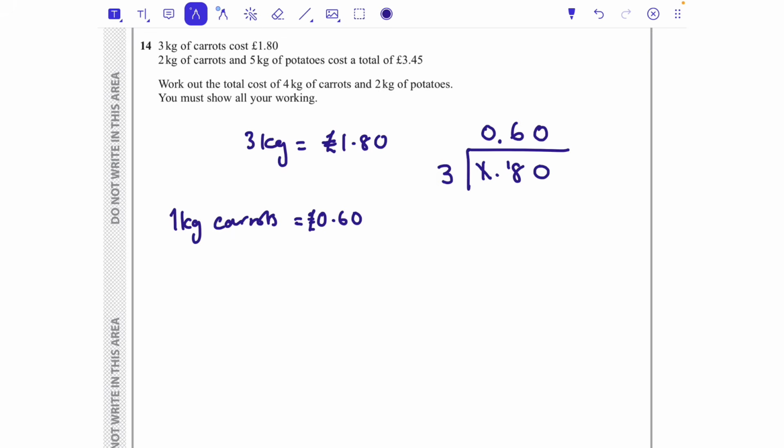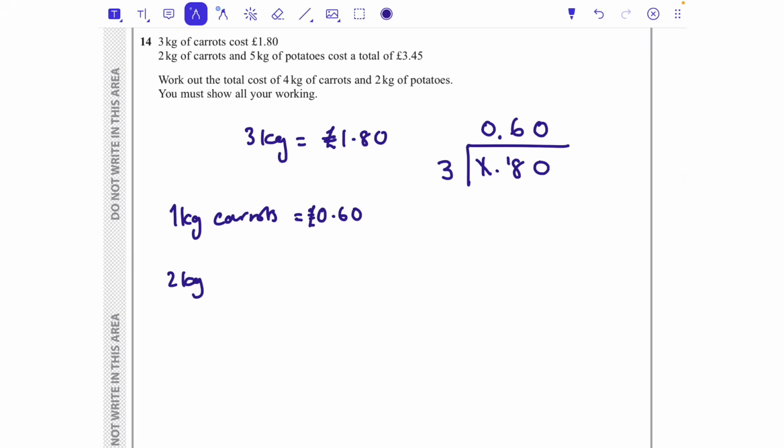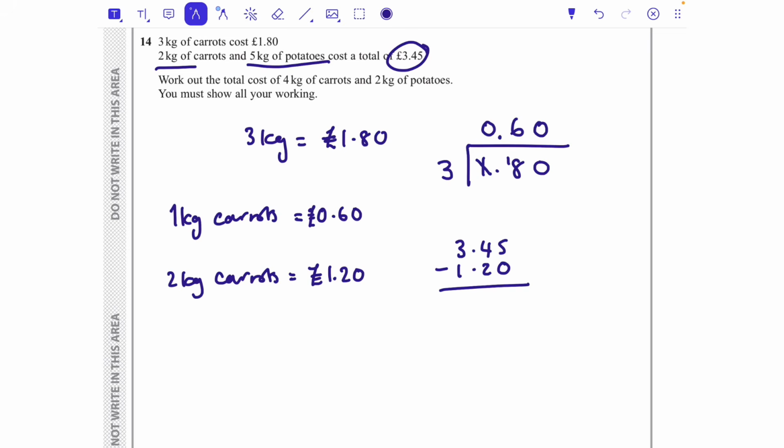Okay, then it says 2 kilograms of carrots and 5 kilograms of potatoes cost a total of £3.45. So 2 kilograms of carrots would be 60p and another 60p, so that would be £1.20. The 2 kilograms of carrots and the 5 kilograms of potatoes cost £3.45. So I'm now going to do £3.45, take away the £1.20 for the carrots. 5 take 0 is 5, 4 take 2 is 2, and 3 take 1 is 2. So then I've got £2.25, which must be the 5 kilograms of potatoes.